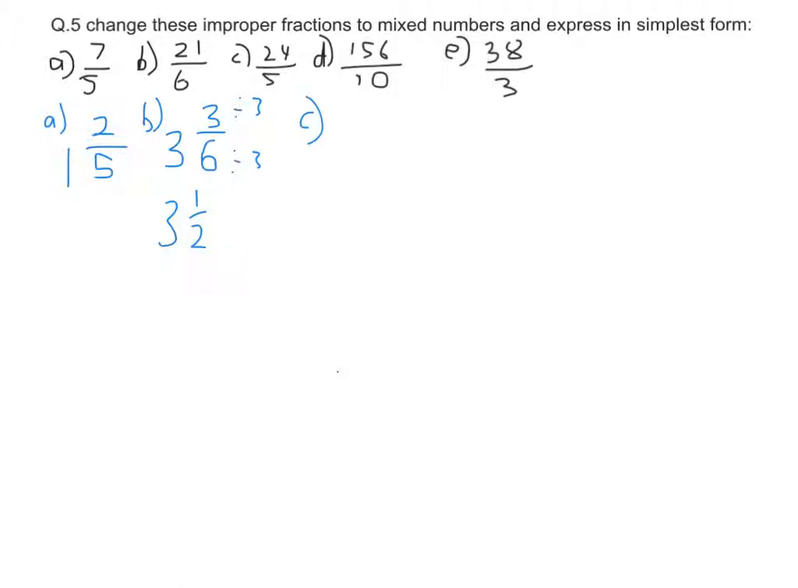24. We know that 5 times 4 is 20, 5 times 5 is 25, so 5 can't go into 24 5 times, but it can definitely go into 24 4 times. So 4 would be the whole. 24 minus 20 is 4, so the remainder is 4, and we keep the denominator the same. So your answer should be 4, 4 over 5. Question D.